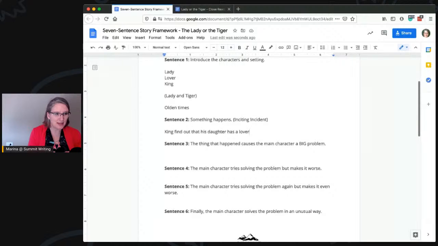All right. Now, what happens that causes the main character a big problem? So that's fine that the king finds out, but the big problem is that this lover has to go through this justice system that the king has created. So let's figure out how we can put that in here.